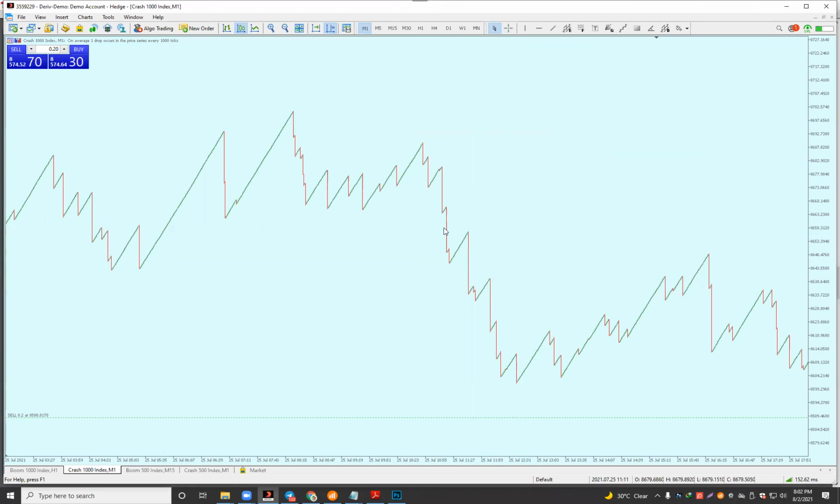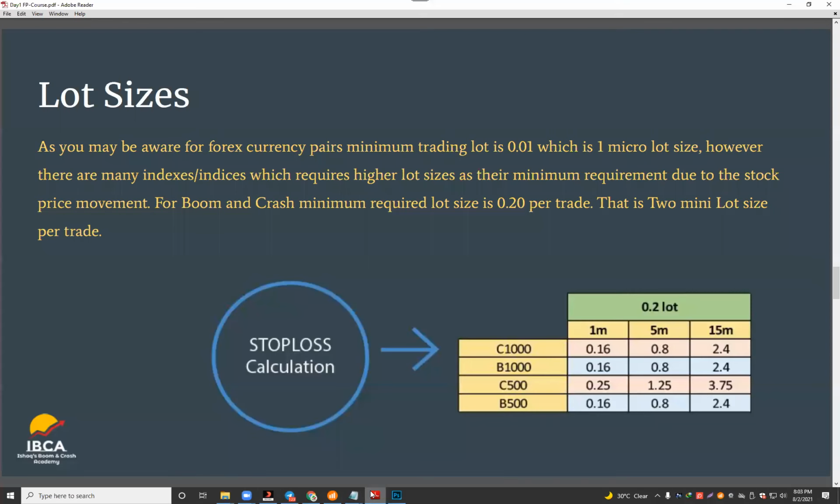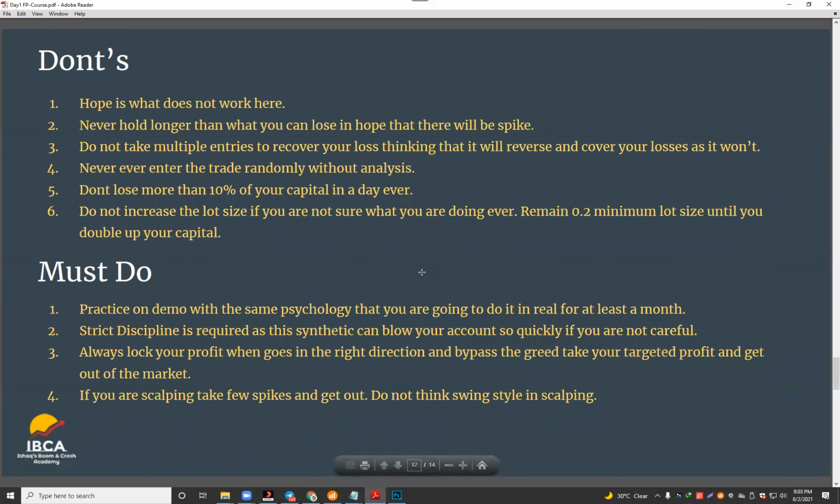Big spikes you can get, small spikes you can get, but our aim is what? To identify where the spike will happen, and we will enter at the right point where the spike will happen. Right? Okay. So now there are some things which we will do and which we will not do. If you follow this chart, you will be a successful trader.